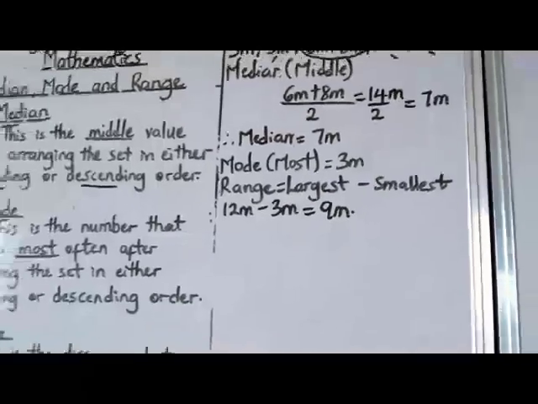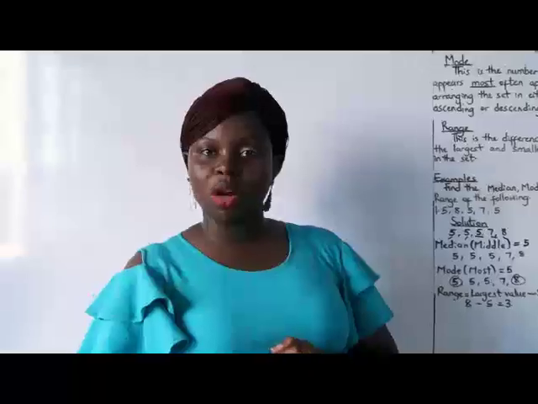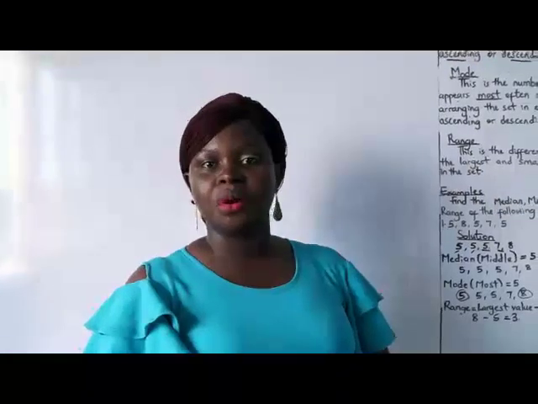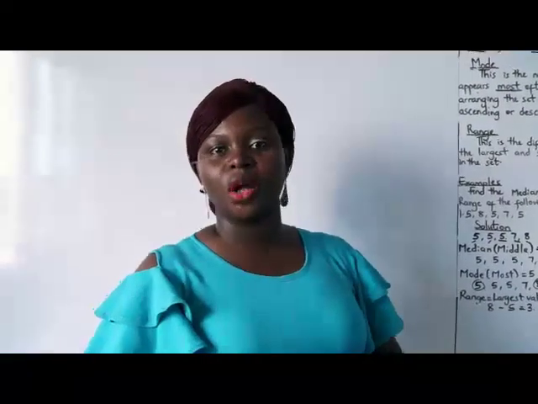Remember the key word. What is the key word for median? Middle. What is the key word for mode? Most. And what is the key word for range? The largest value minus the smallest value. Beautiful. A round of applause for yourselves.